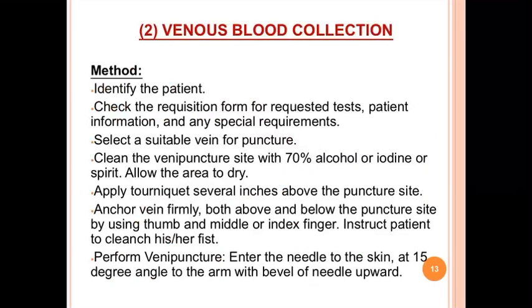Now the second most commonly used method is venous blood collection, venipuncture. First we will see the method. First identify the patient, and check the requisition form for the requested test, patient information and any special requirements. Select a suitable vein for the puncture. Clean the venipuncture site with 70% alcohol or iodine or spirit. Allow the area to dry.